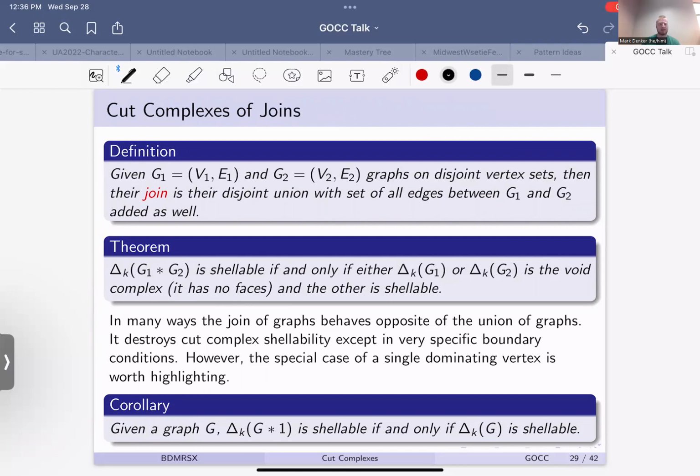So it's important knowing that if you take a clique as a graph, remember the cut complex is defined as the complement of all disconnected sets of size k. Well, you can't have a disconnected set of size k in the complete graph. And so the cut complex for the complete graph is just the void complex. That's all it is. And the void complex is the simplicial complex with no faces whatsoever. And so if both of your graphs are sufficiently sparse in order to have any disconnected sets of size k, then their join will lead to something that is no longer shellable.